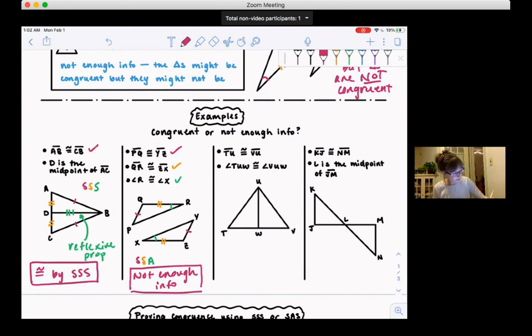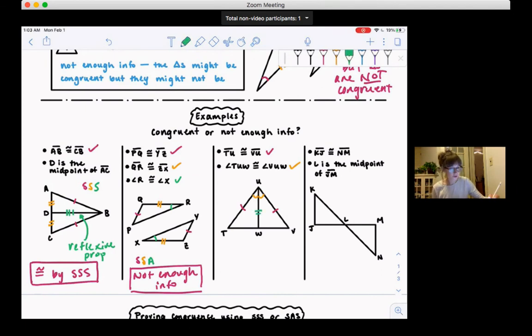Okay, let's try another one. TU congruent to VU. So TU and VU, we'll put ticks on them. Angle TUW, so T to U to W, that's that angle right there. And then VUW, V to U to W, that's that angle, are congruent, so we'll put swoops on those to show that they're congruent. So we've got a side and an angle, and then we also know that UW is congruent to itself, right? Again, that's the reflexive property.